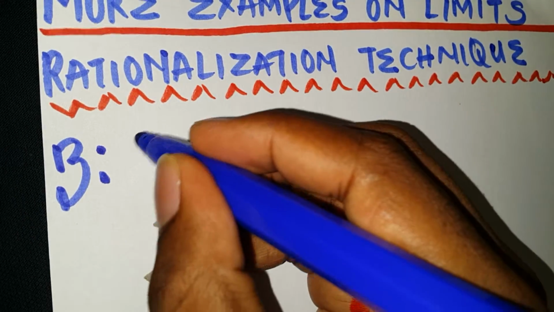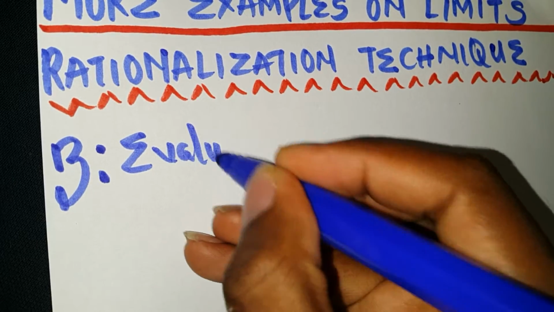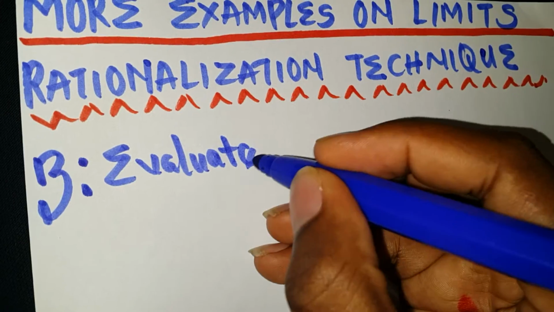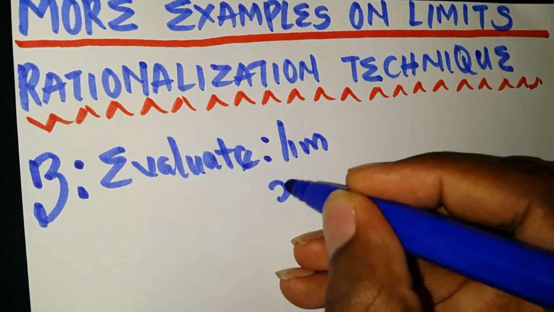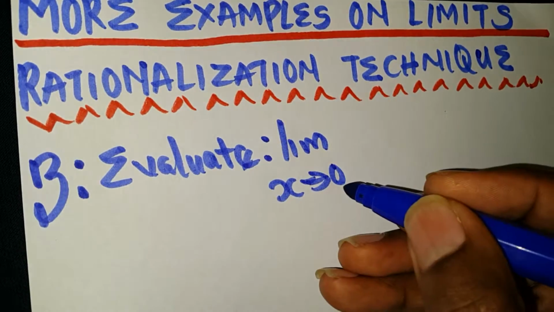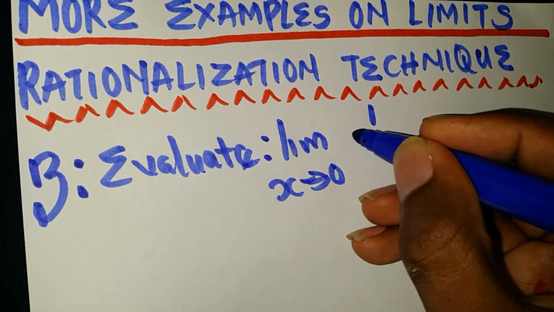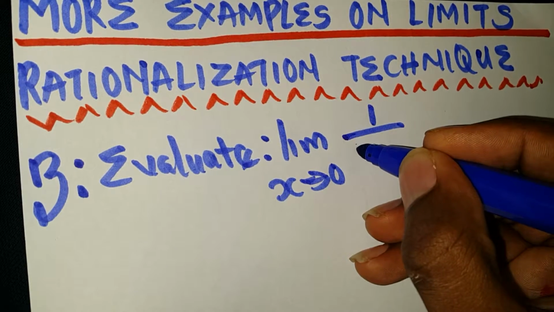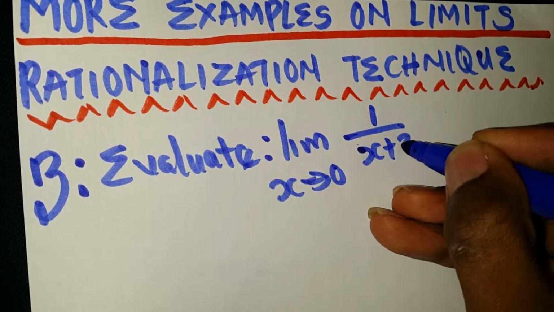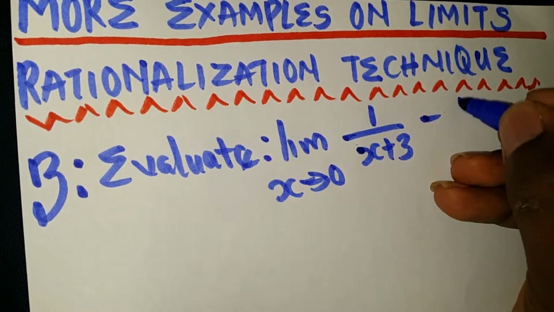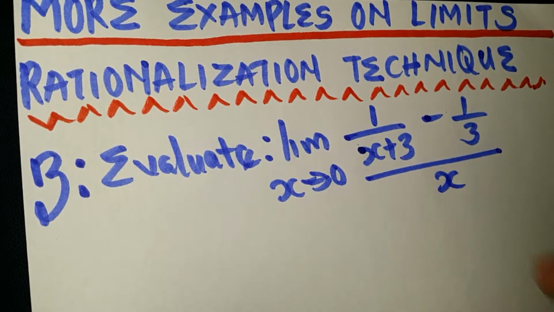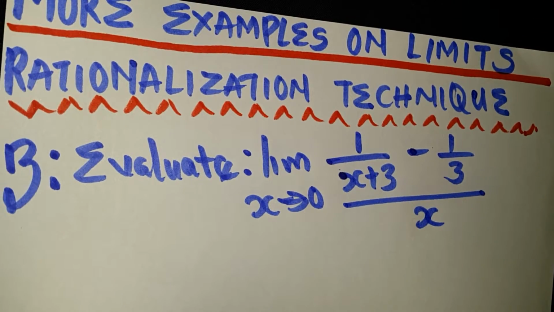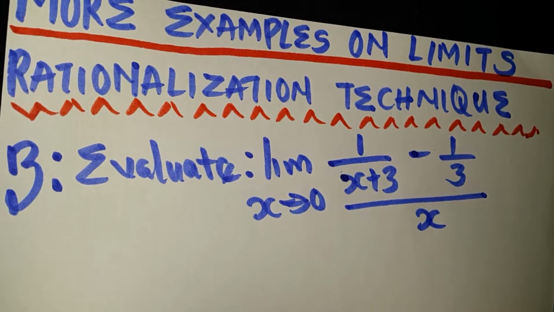we are asked to evaluate the limit as x tends to 0 of (1 divided by x plus 3 minus 1 divided by 3) divided by x. This is the function that is given to us.